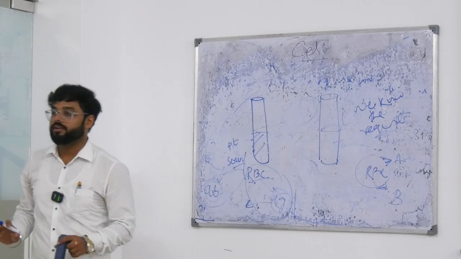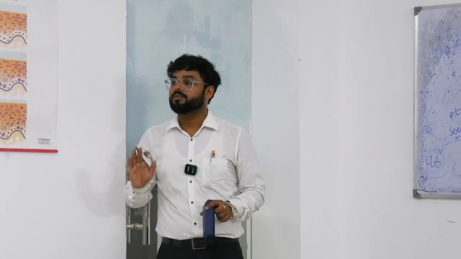This is known as reverse method. Concept clear হয়েছে কি হয়নি? Forward and reverse method concept clear হয়েছে কি হয়নি? This is the most important portion of blood grouping.